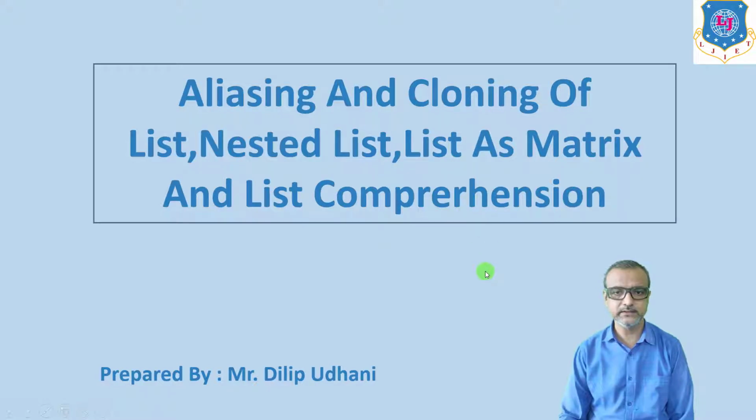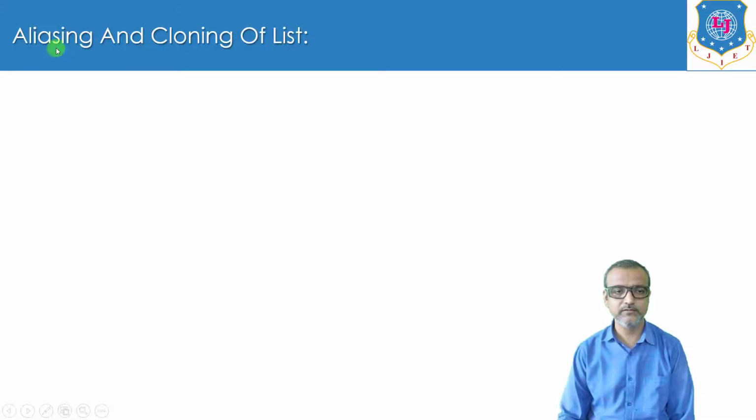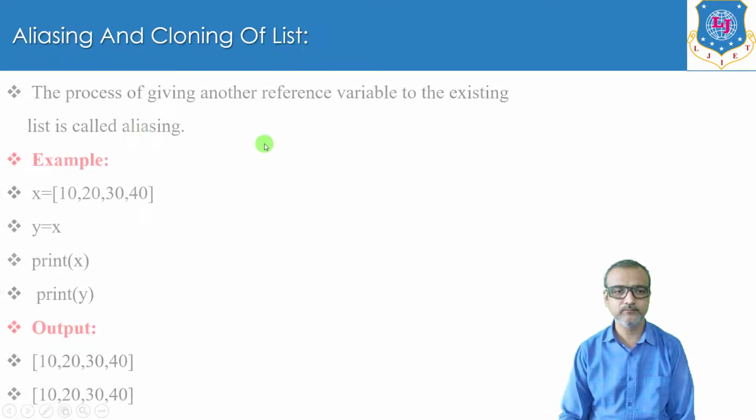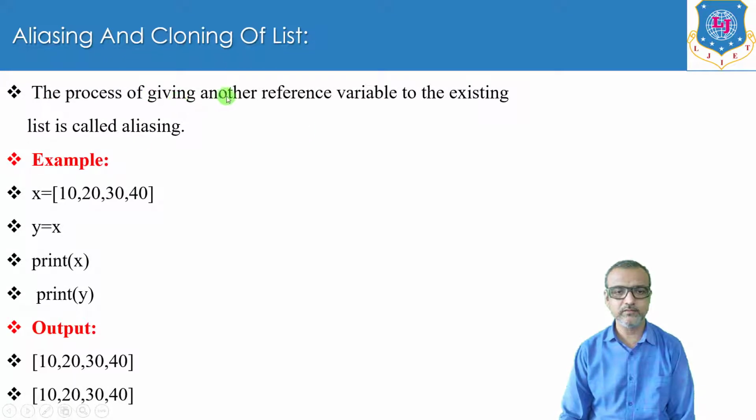So let's start. First of all, we will see this topic, that is aliasing and cloning of lists. The process of giving another reference variable to the existing list is called aliasing. For example, in the list X, we have these four elements, that is 10, 20, 30, 40. Now we are assigning the list X to variable Y, that is Y equals X. So print X and finally print Y.